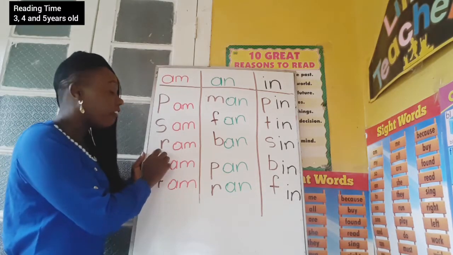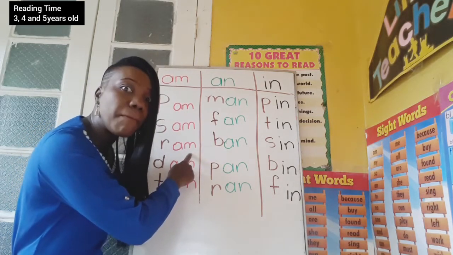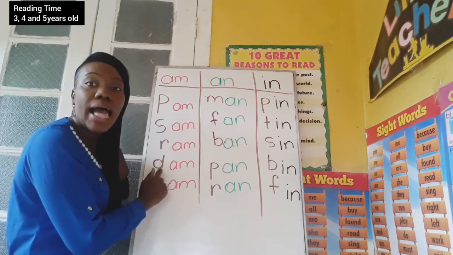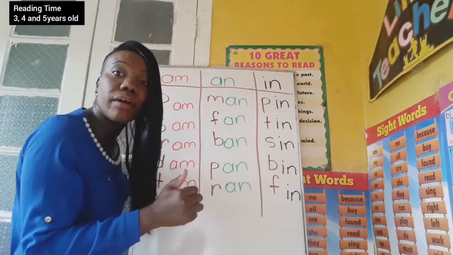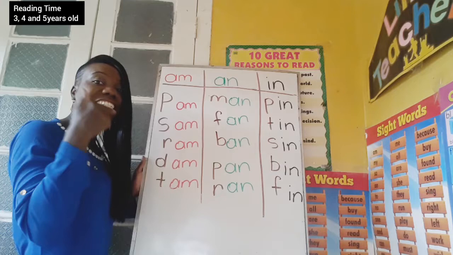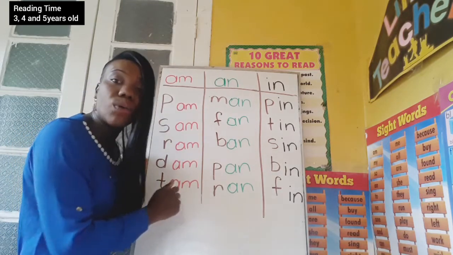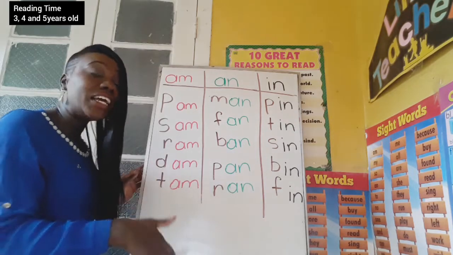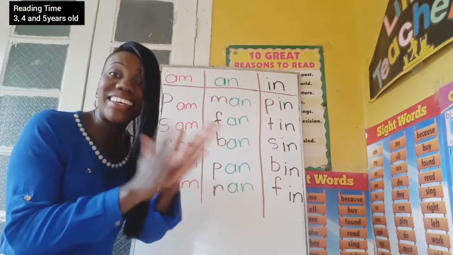Am. What is the word? Ram. Beautiful. Next word. D. Am. D. Am. What is the word? Dam. T. Am. T. Am. What is the word? Tam. Lovely. So we did am family.